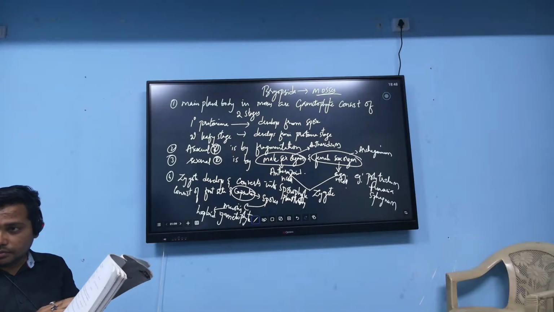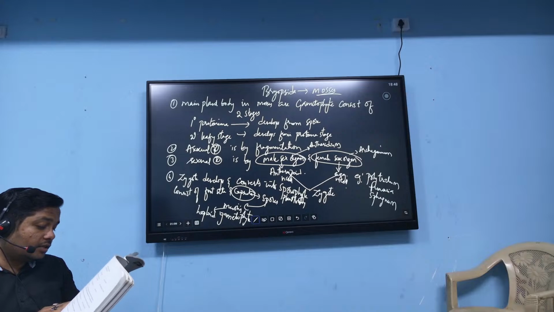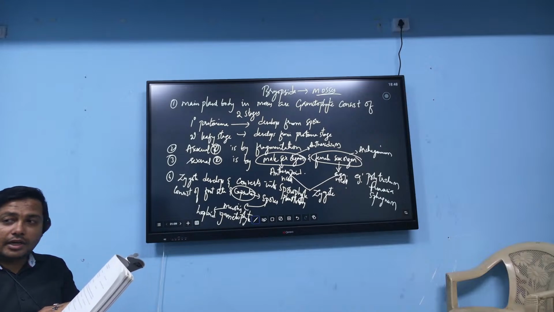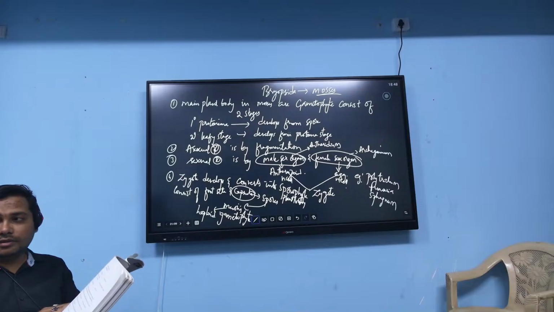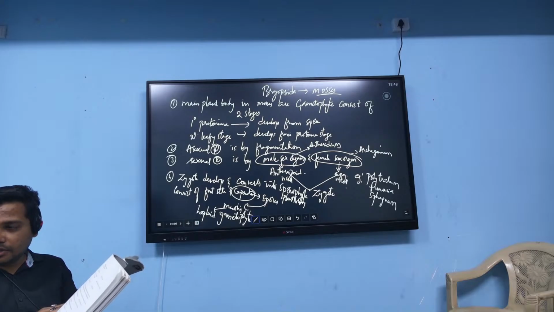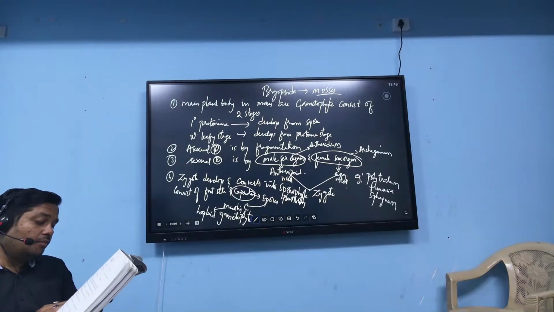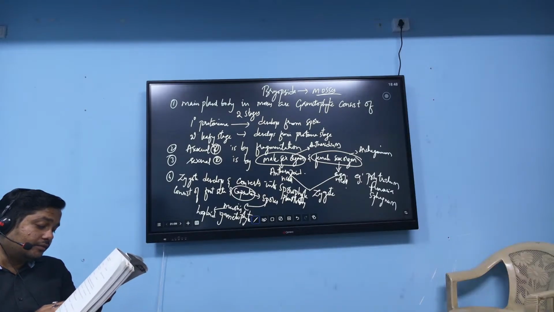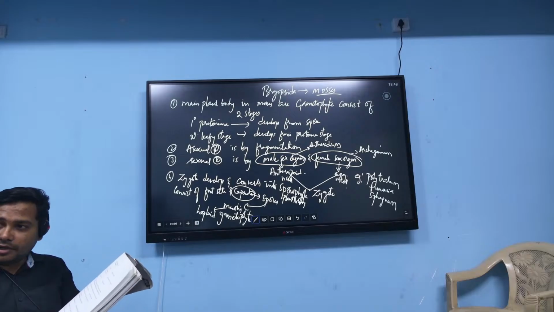What will be the correct answer? What is the question asking you? Angiosperms have dominated the land flora. As I told you, more than 70% of the plant species are angiosperms. They dominate the land flora. What is the reason? Because of self pollination?